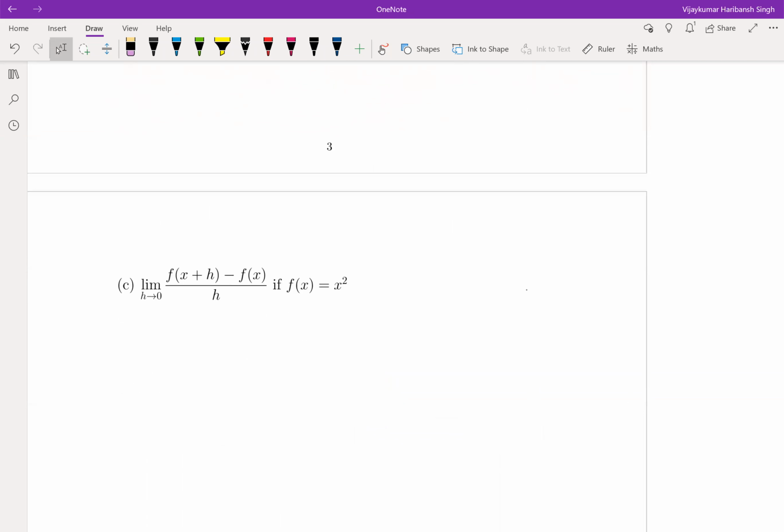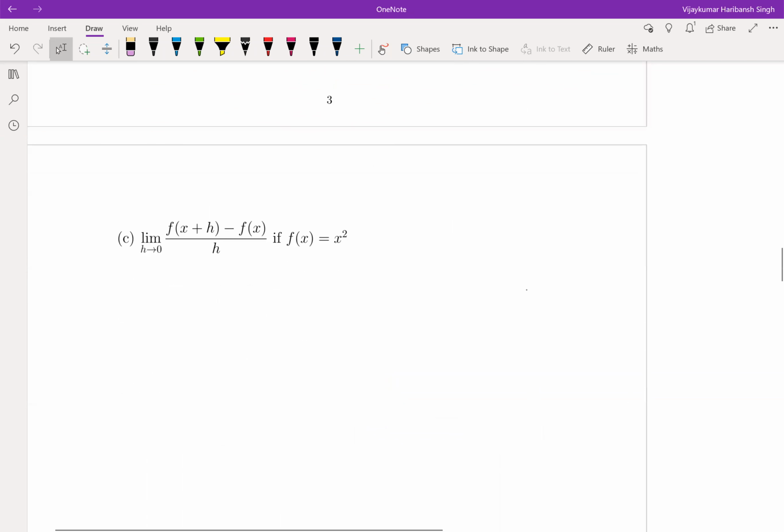Now let's move on to the next problem. Find the limit as h goes to 0 of f of x plus h minus f of x over h, if f of x equals x squared. So first of all, f of x equals x squared, then f of box is equal to box squared. So whatever you put inside the box, right?